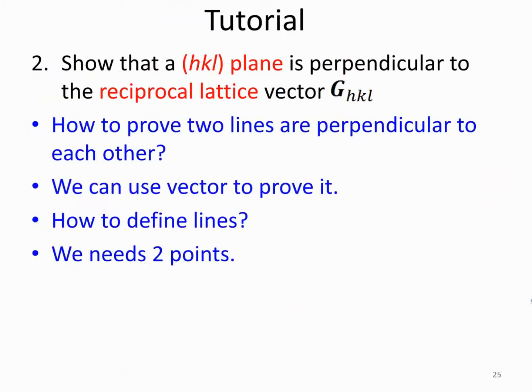So now, number 2. I asked you to show that the HKL plane is perpendicular to the reciprocal lattice vector GHKL. How to do this? How to solve it? I give you 20 seconds to tidy up your mind and try to think about this.